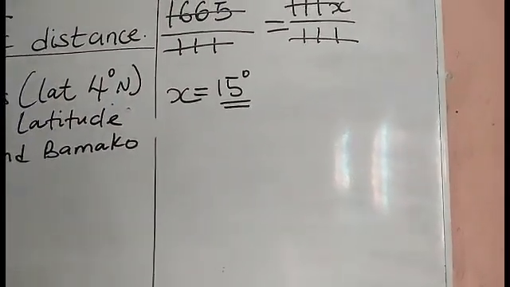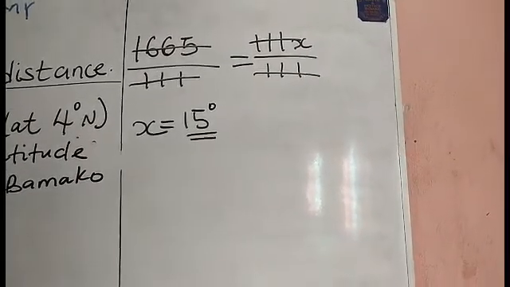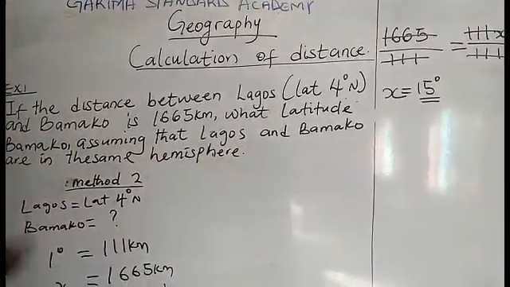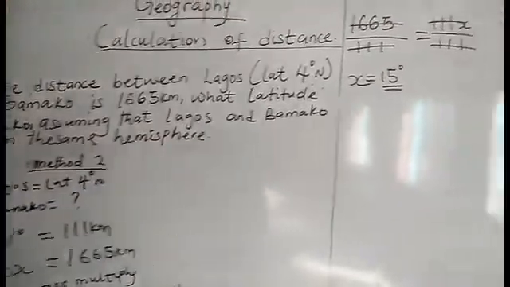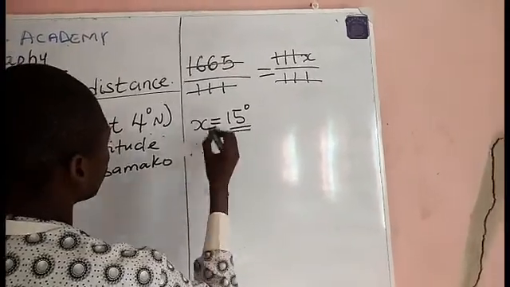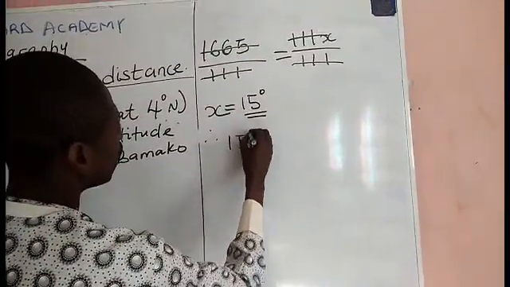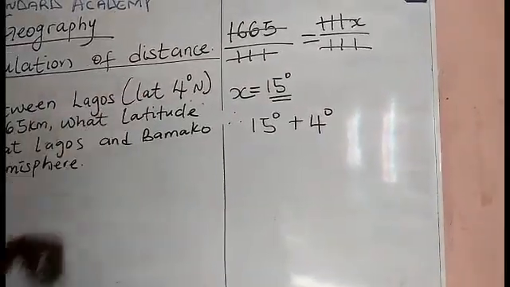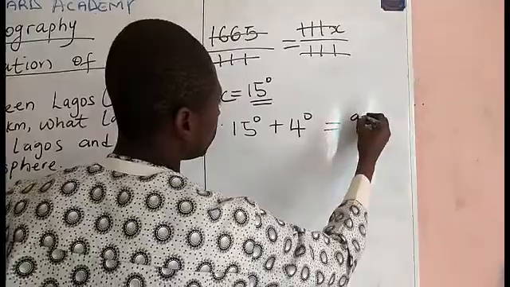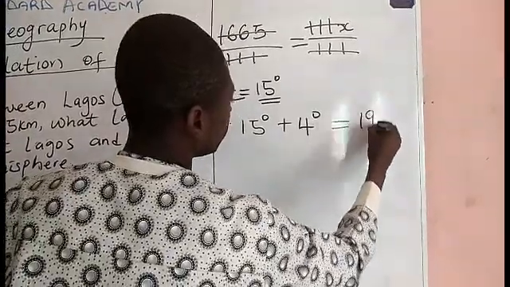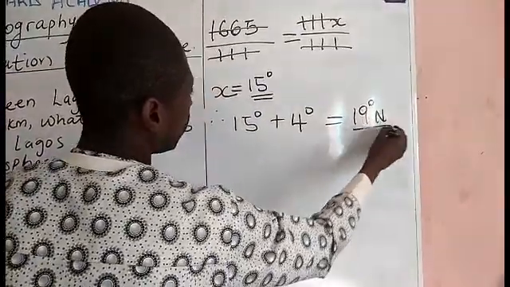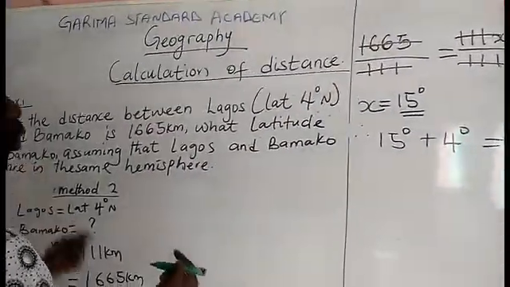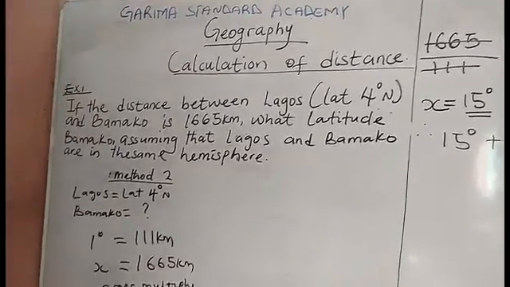Are we together? Now, we return back to the question. It says, assuming that Lagos and Bamako are in the same hemisphere. This simply implies that 15 degrees plus 4 degrees will give us 19 degrees north, because the question says Lagos and Bamako are in the same hemisphere.